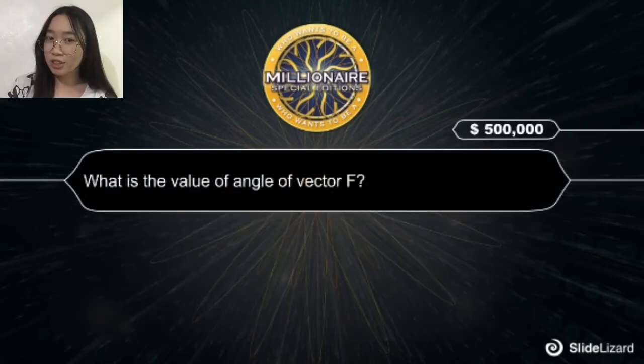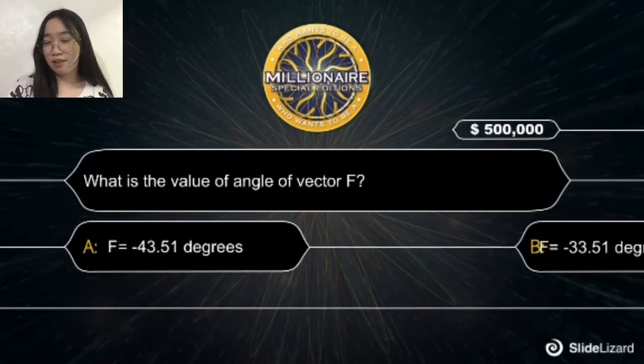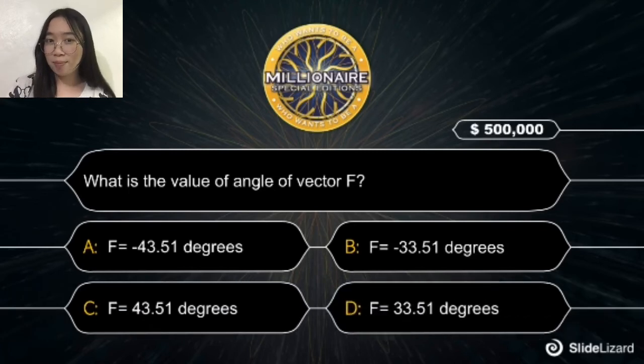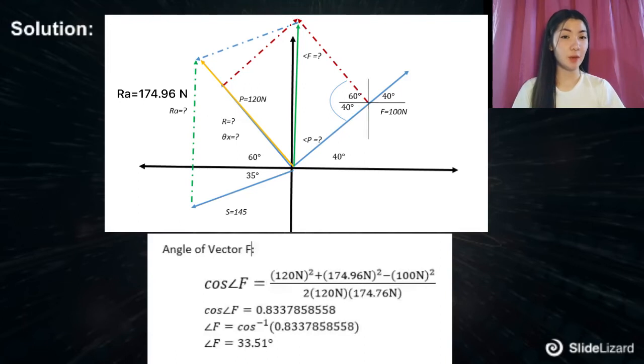For $500,000, the 11th question will be answered by Joanna Tapner. The question is, what is the value of the angle of vector F? Letter D. F equals 33.51 degrees.